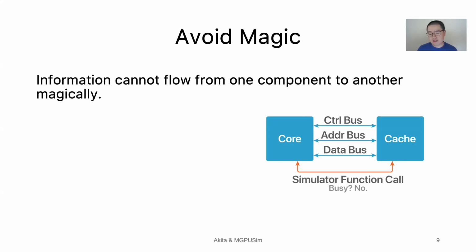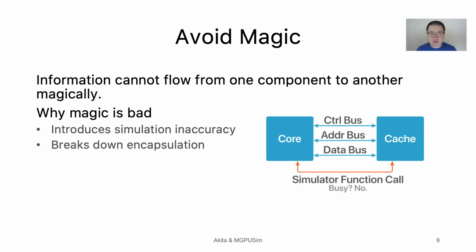and we should not let them go through these simulator defined message channels. Say if we want to ask whether the cache is busy, we can call a function, probably called isBusy, of this cache module. So if this cache is busy, this information is magically flowed from the cache module to the core in this case. So why is magic bad?